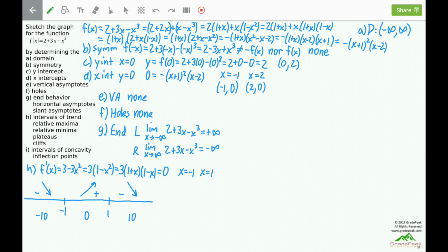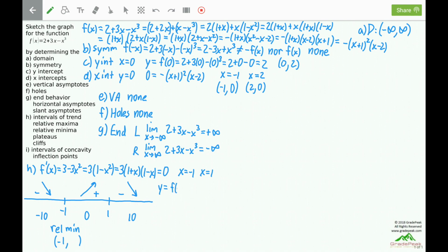Right at the critical number of x equals negative 1, we have a trend change from decreasing to increasing. That makes x equals negative 1 be a relative minimum. It has an x-coordinate of negative 1, and it will have a corresponding y-coordinate, which can be found by plugging the x-coordinate back into the original function.